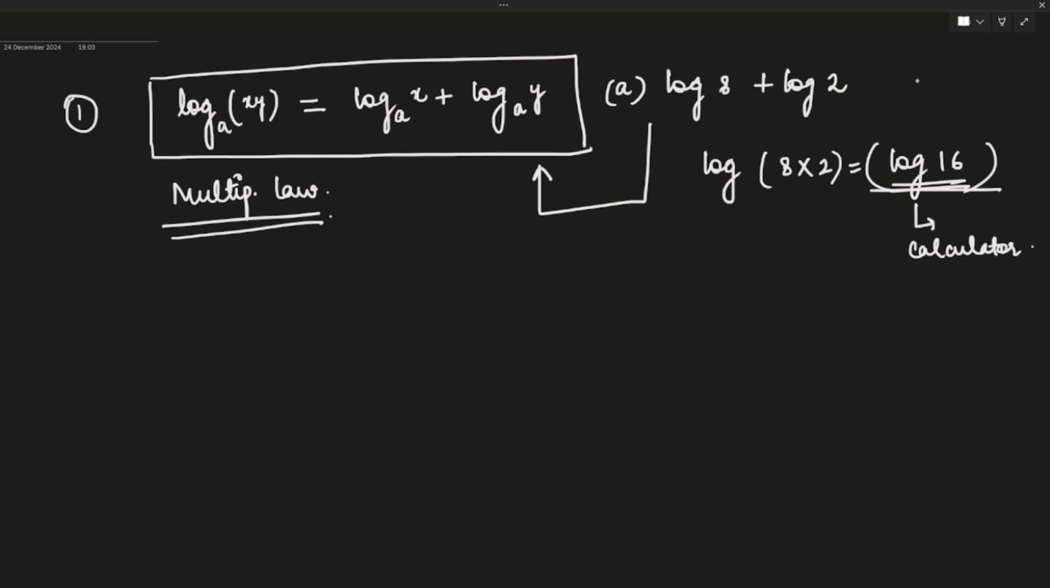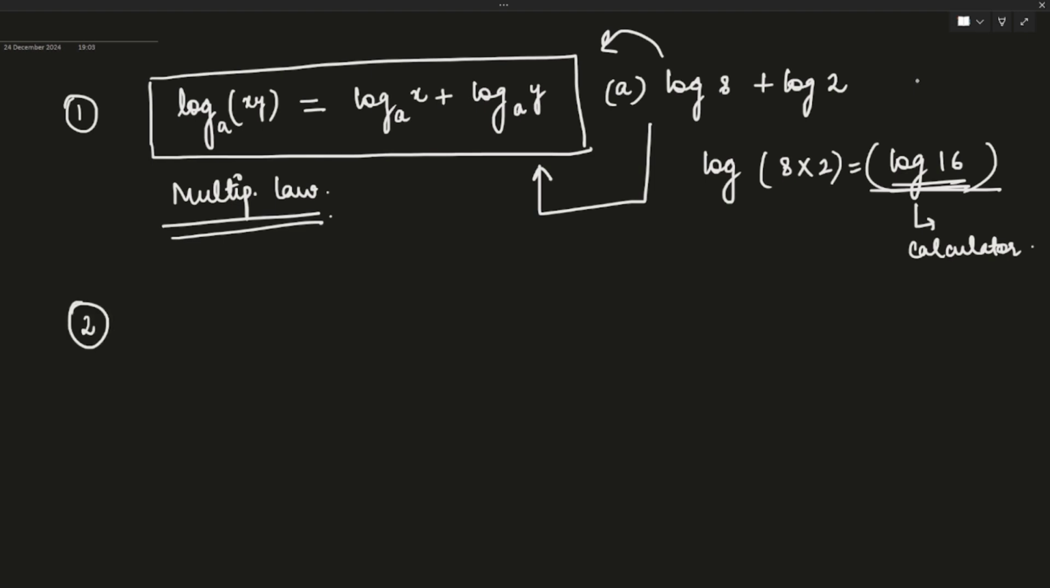If you are asked to find the value of this expression up to 2 or 3 significant figures, then you have to solve it with your calculators. Okay, so we'll just apply this law in this question so that we can get the answer. Okay, so this is your first law, which is the multiplicative law of logarithms.